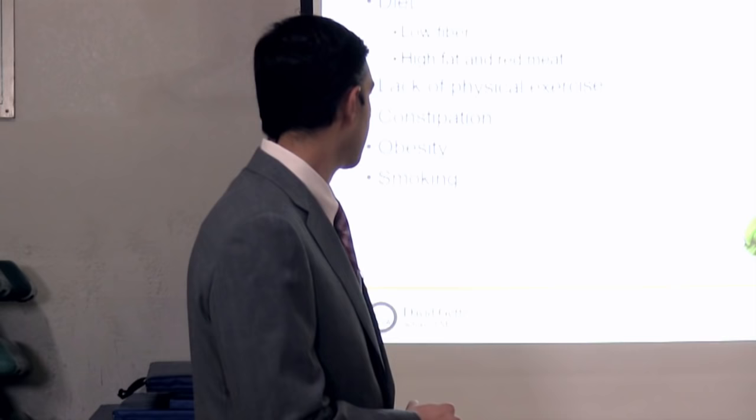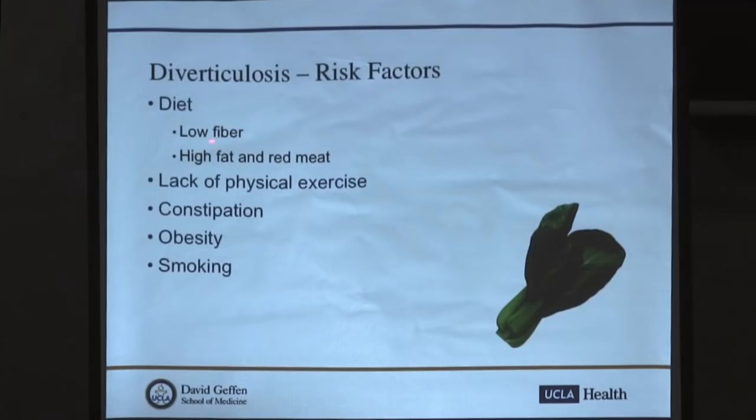So here are some risk factors of diverticulosis, and they include a diet that's low in fiber, that's a main risk factor. Also, a diet that's high in fat and high in red meat also increases the risk of diverticulosis. And I think that's the main reason why it's more common in westernized nations. And then other risk factors include lack of physical exercise, constipation, obesity, and smoking. And actually, diverticulosis was very rare until the early 1900s when we started increasing the consumption of processed meat in our diet.